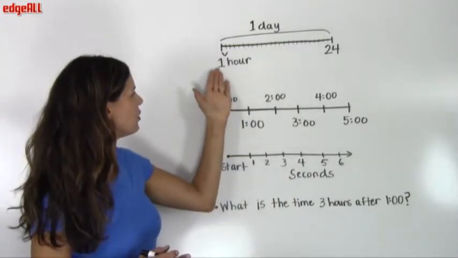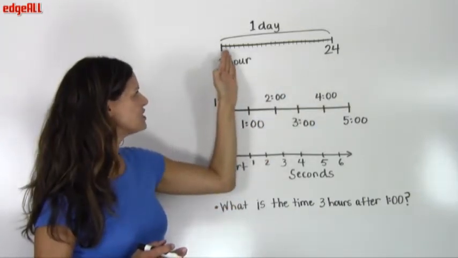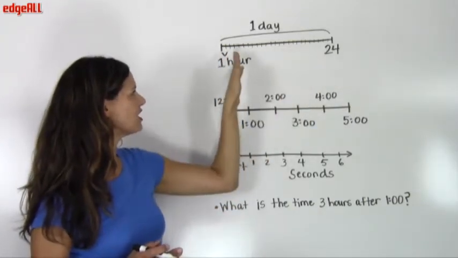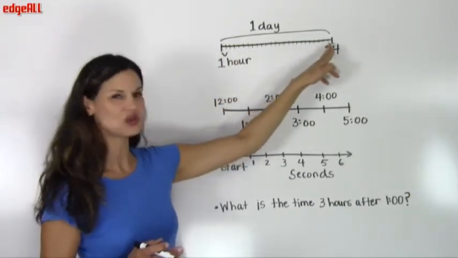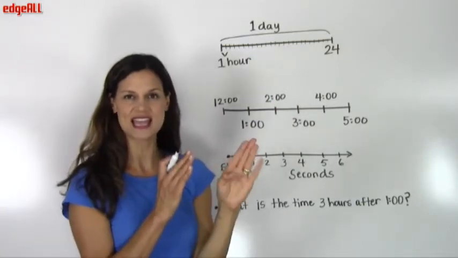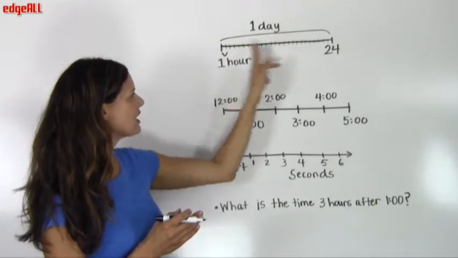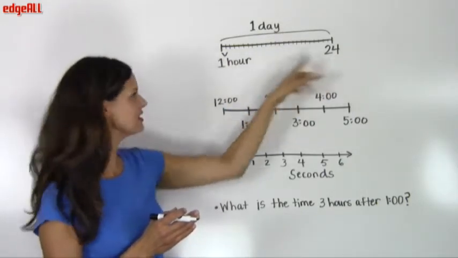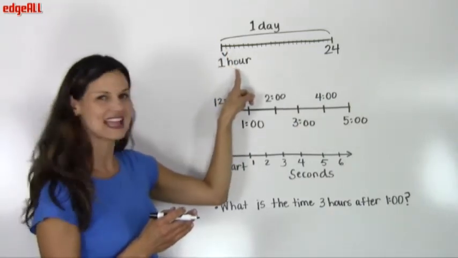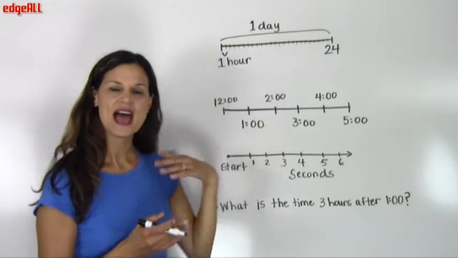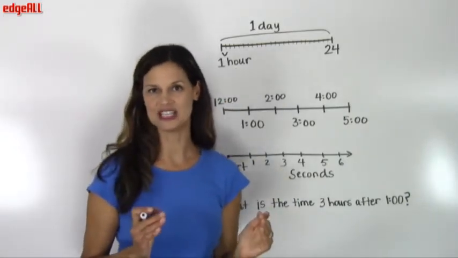So, for example, we could take a number line and break it up into 24 equal parts. So we've got our little line segment here, and we've divided it into 24 equal segments, and it is representing one day. So a day is broken up into 24 hours, and each segment of this line represents 1 hour.